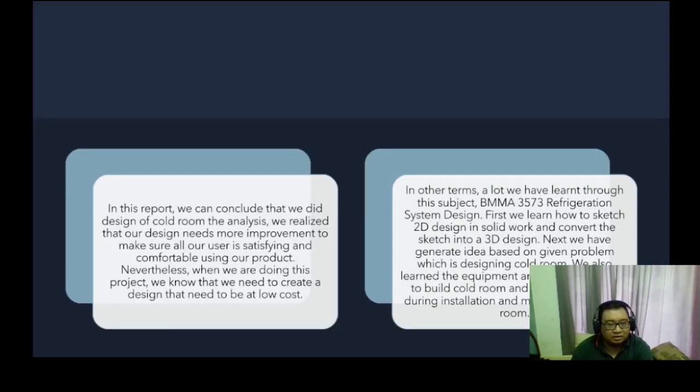So finally, we move into the conclusion. First of all, in this project report, we can conclude that we did the design of a cold room and the analysis, and we realized that our design needs more improvement to make sure all our users are satisfied and comfortable using our product. Nevertheless, when we were doing this project, we knew that we needed to create a design at low cost. In other terms, we have learned a lot through this subject, BMMH3573, Refrigeration System Design.